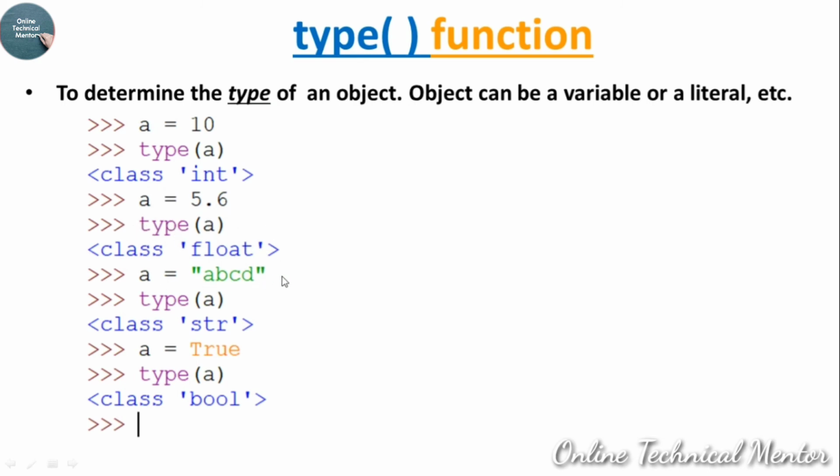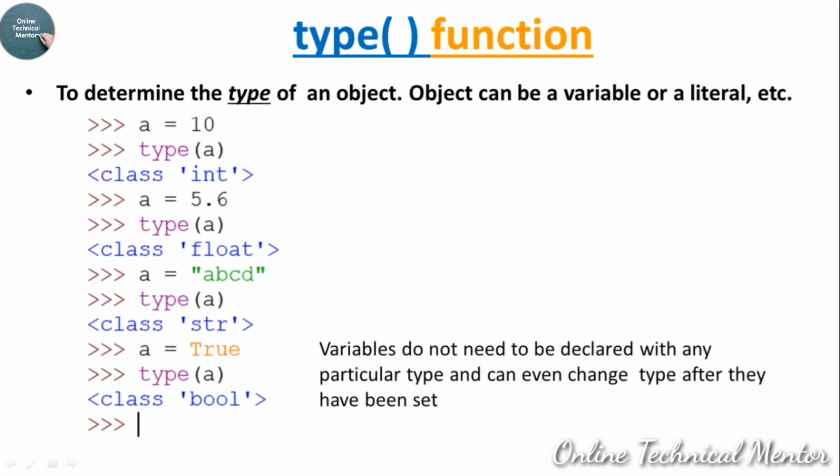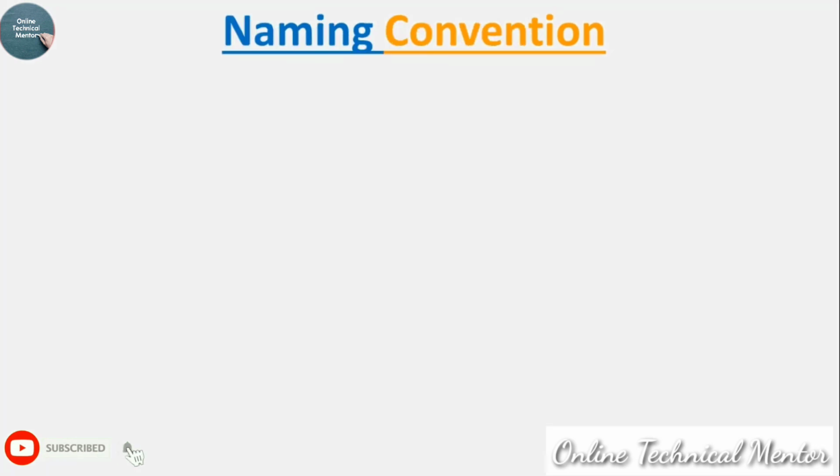When a = 'abcd' and you type a, it will give you the string class. In short, string is written as str. When you write a = True and you write type(a), you will get boolean. In short, it is called bool. This is a bool type of class. A bool type can have two values, True and False. So variables do not need to be declared with any particular type and can even change type after they have been set.